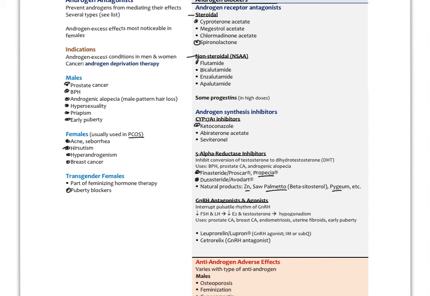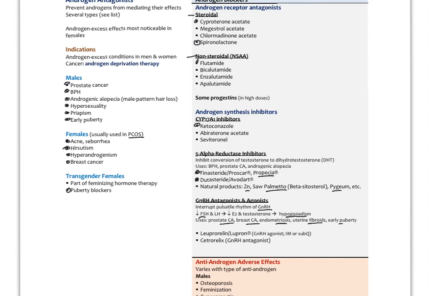The final androgen antagonist here would be the GnRH antagonists or agonists, and they're basically going to interrupt the pulsatile rhythm of GnRH, and that will decrease FSH and LH, and that will result in less testosterone and then downstream estradiol, and that usually induces hypogonadism. So these used to be called sometimes chemical castration agents. They essentially castrate the gonads by shutting off the gonadotropin production. And the uses here would be for prostate cancer, breast cancer, endometriosis, uterine fibroids, and early puberty. So used in both males and females.